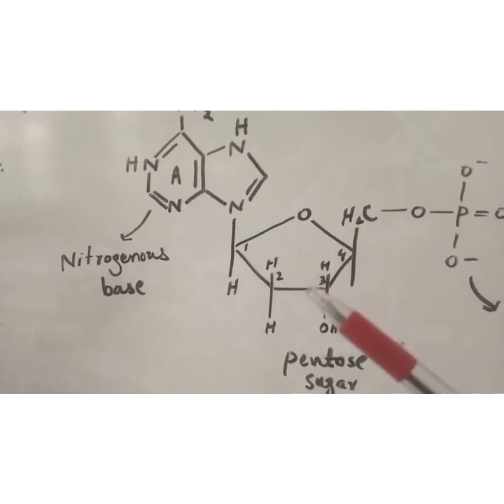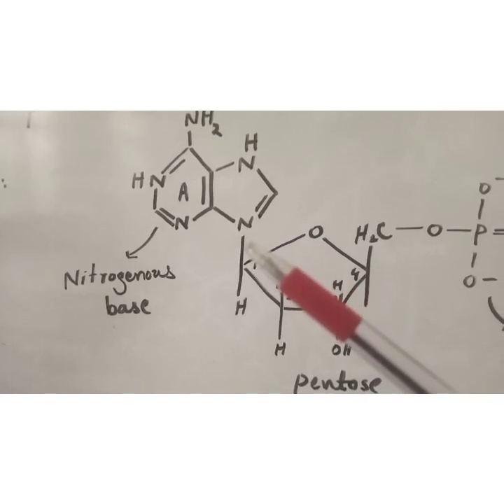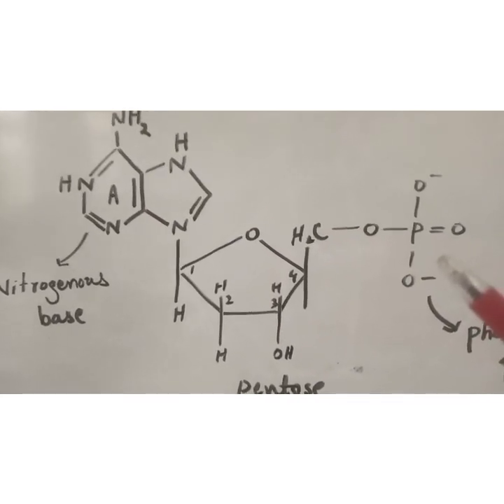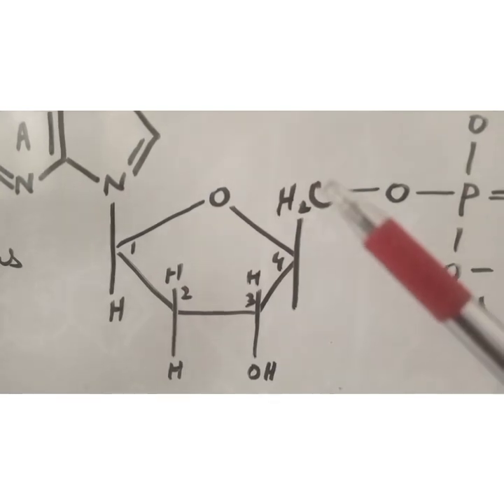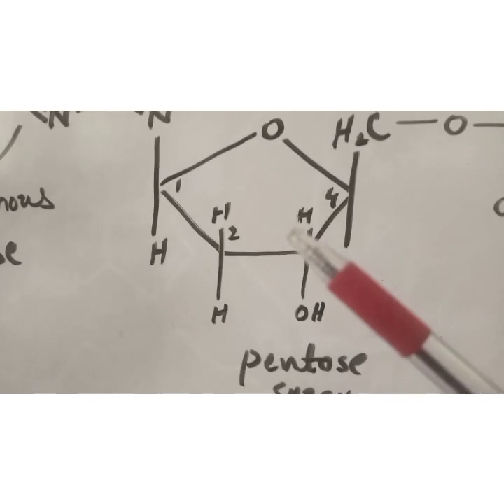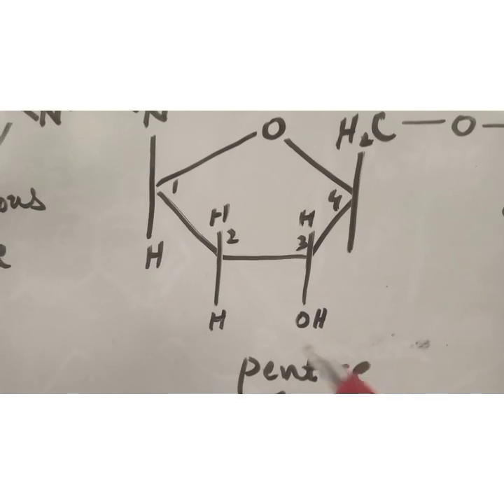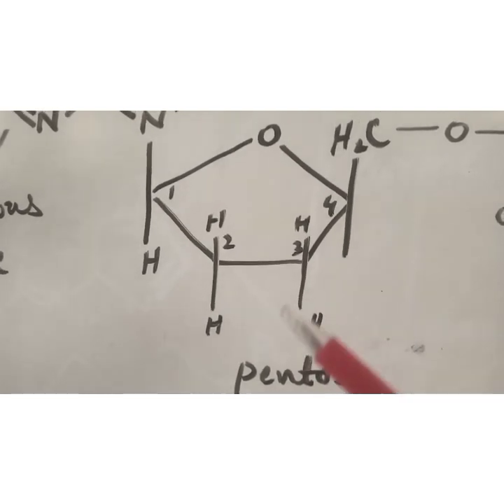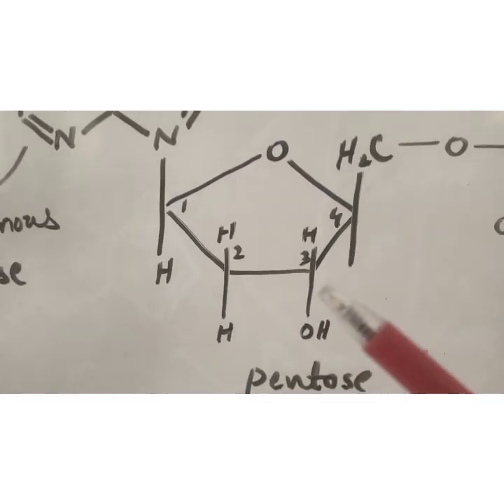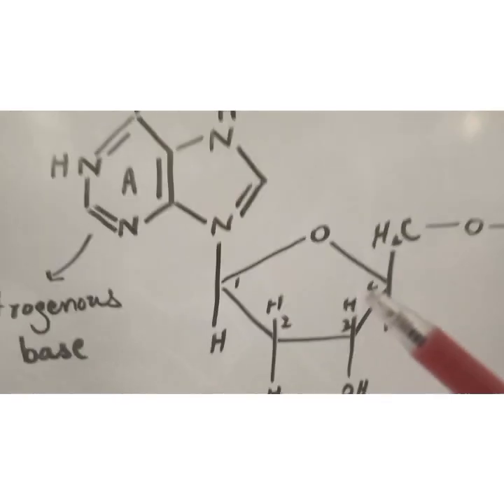In the pentose sugar, at carbon number 1 the nitrogenous base is attached, while the attachment of phosphate group takes place at carbon number 5 of the pentose sugar, while here at 3' end a free hydroxyl group is present, where the next nucleotide comes to attach to form a helix of DNA.